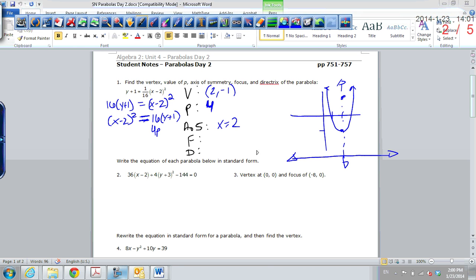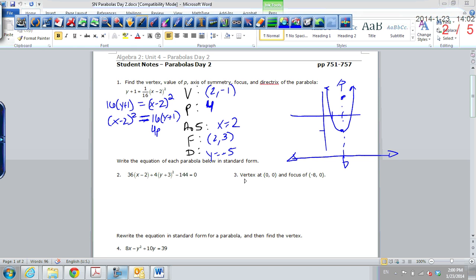So this is not drawn to scale. So if I add 4 units to my y value, it's going to be 2 comma 3. And if I subtract 4 from my y value, it's going to be negative 5. So y equals negative 5. Okay, so take a look at that. Let me know if you got any issues with that in tutoring or something like that. Let's move on to number 3.